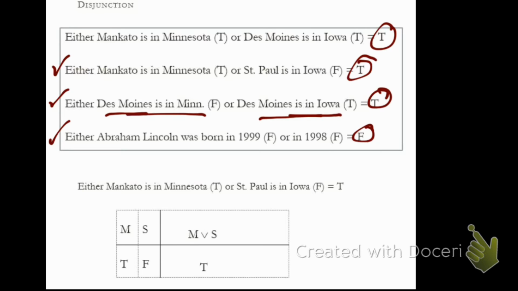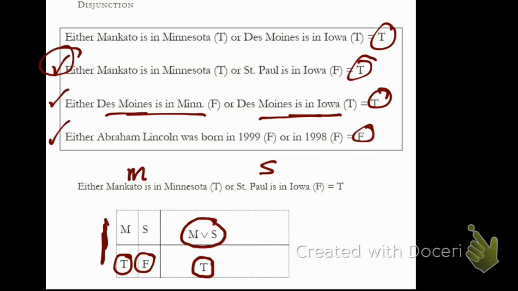And just like with the conjunction, we can represent that with a truth table. So let's look at our second claim here. Either Mankato is in Minnesota or St. Paul's in Iowa. We can use M to represent Mankato is in Minnesota, S to represent St. Paul's in Iowa, and here's the claim symbolized. And what we can do is represent out here to the left the case, whether it's true or false in this case. So it is true that Mankato is in Minnesota, so we put true underneath the M, and it is false that St. Paul's in Iowa, so we put false there. But when a disjunctive claim has one true component, because it's saying it's either one or the other or both, the whole thing is true.